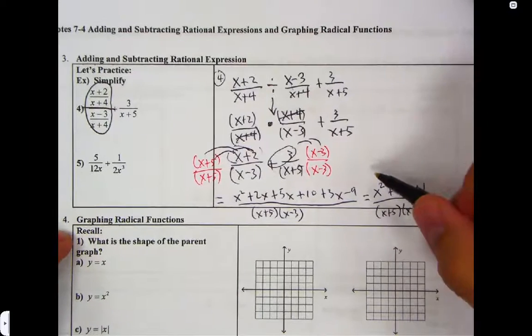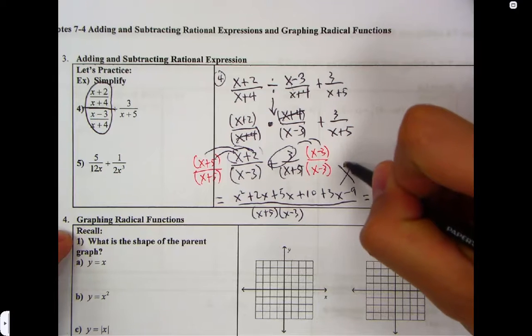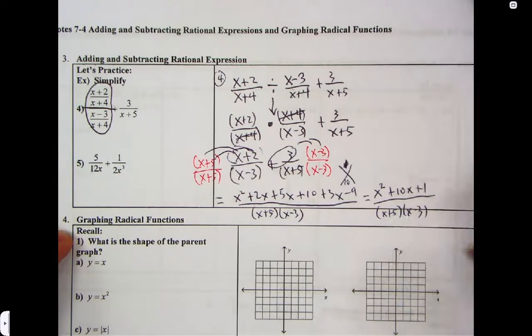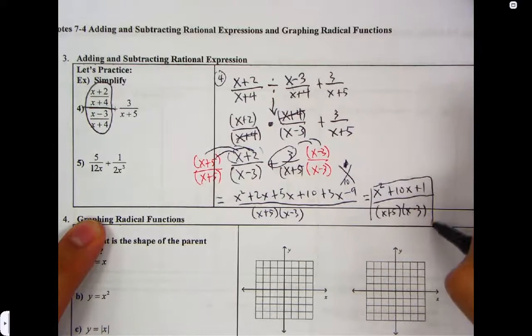Try to factor out the top. Anything multiply to 1 and give you 10? No. So none of the factors cancel out, so that's your answer.